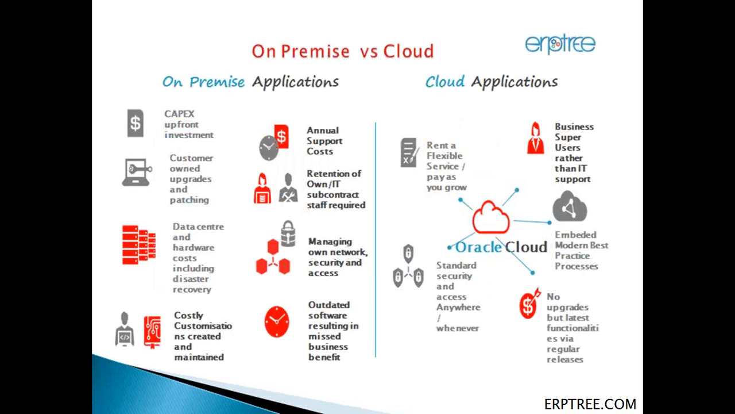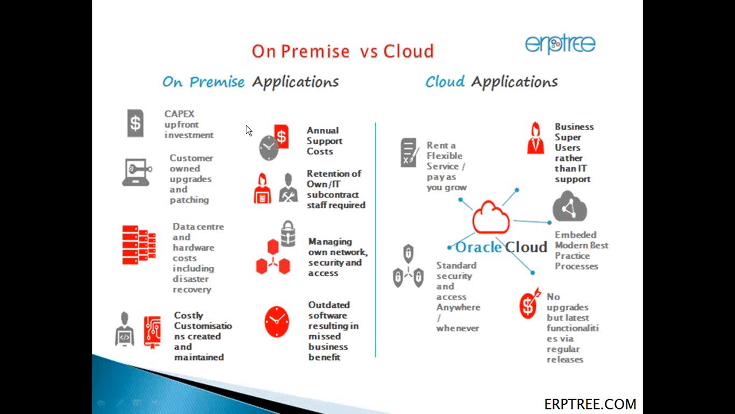Now let's talk about on-premise and cloud. When you talk about EBS, most of the clients are using an on-premise solution. If you go with an on-premise solution, what are the advantages and disadvantages? First, let's look at a few points. In case of on-premise applications, these are the points we have to consider. Capex, upfront investment: you have to invest a lot, buy the server infrastructure and get it installed, and that is the first point to consider.